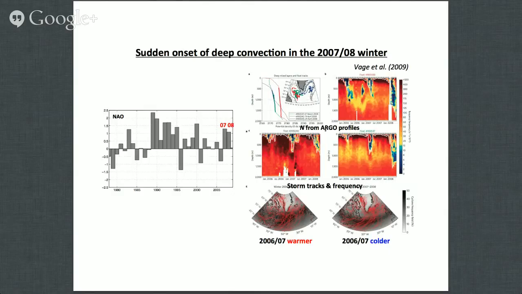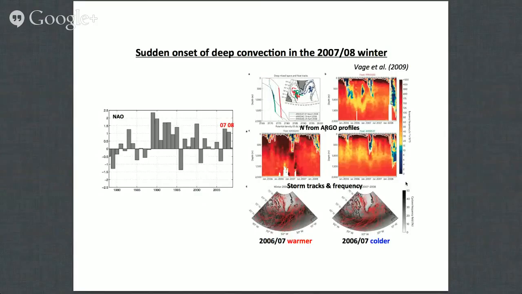You can see this return of deep convection in the right panel, which shows the buoyancy frequency from the Argo profile. The bluish color means weak stratification. So in 2008 winter, you can see very weak stratification in the LAPC. But in 2007, the NAO was even stronger, yet the deep convection, or just convective activity, was as low as in the previous winter. So in this Våge et al.